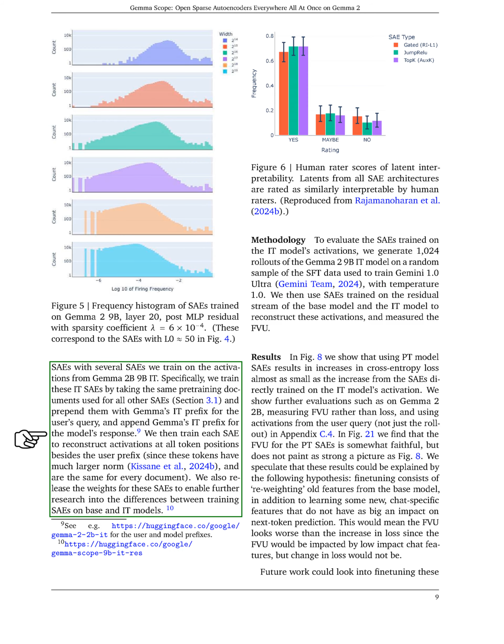We find further support for this by comparing the Gemma Scope SAEs with several SAEs we trained on the activations from Gemma 2 9B. We train these IT SAEs using the same pre-training documents as the other SAEs, adding Gemma's IT prefix for user queries and responses. Each SAE is trained to reconstruct activations at all token positions except for the user prefix, as these tokens have much larger norms and are consistent across documents. We also release the weights for these SAEs to facilitate further research into the differences between training SAEs on base and IT models.